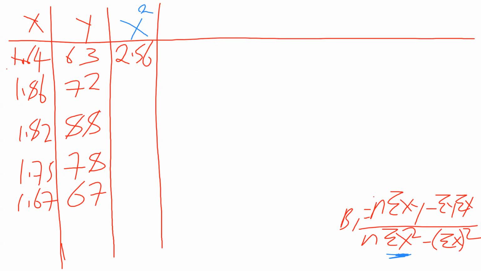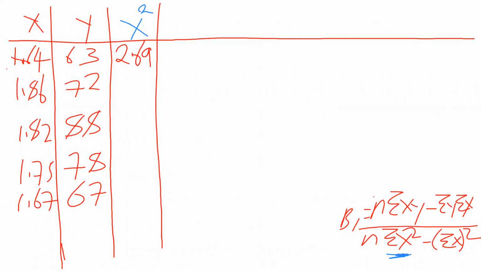So 1.64 squared. I find 2.69. You can try it again. 1.64 squared is 2.69. Yes, 2.69. Very, very important.